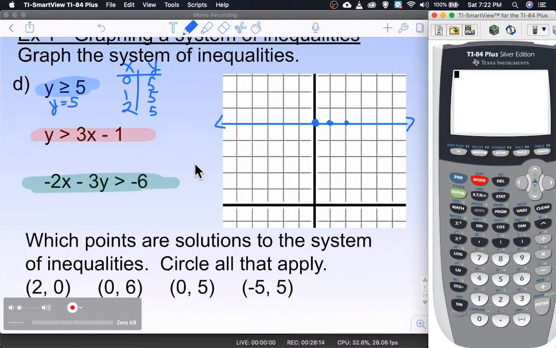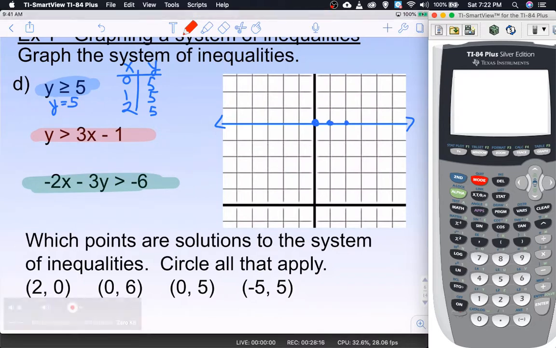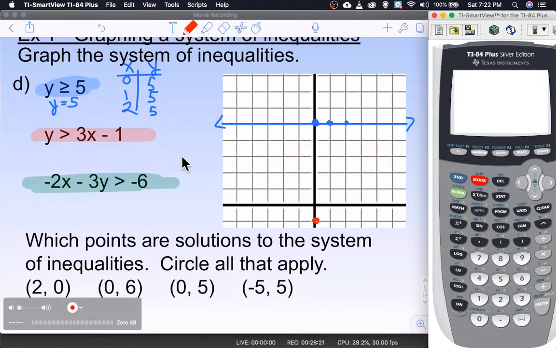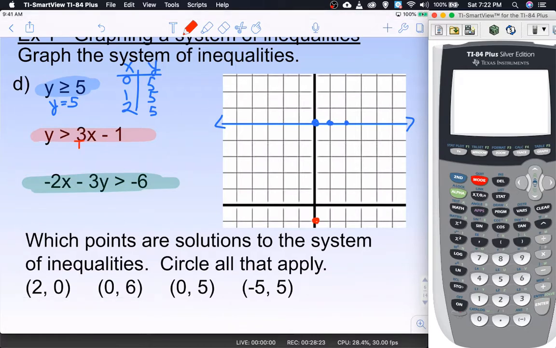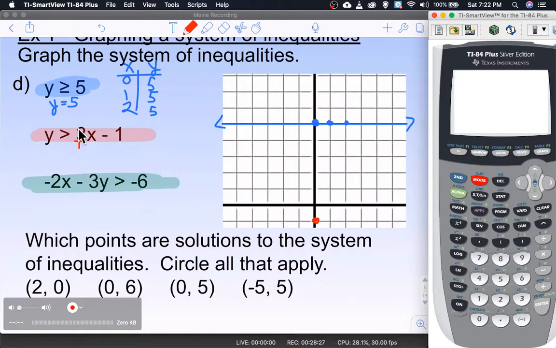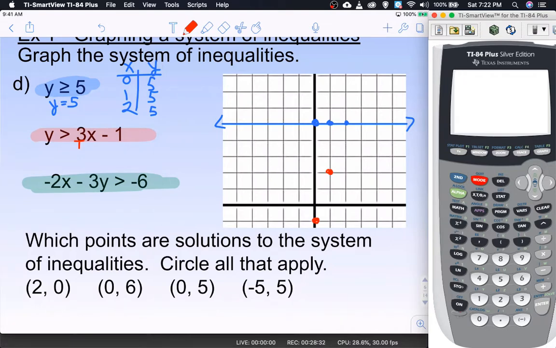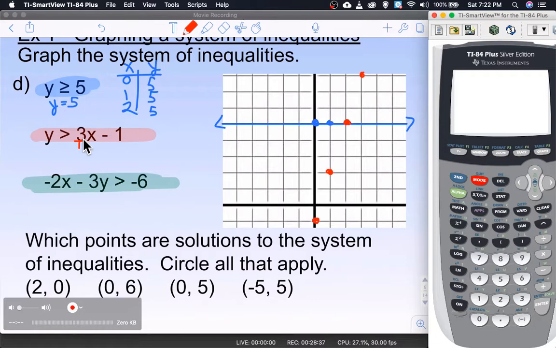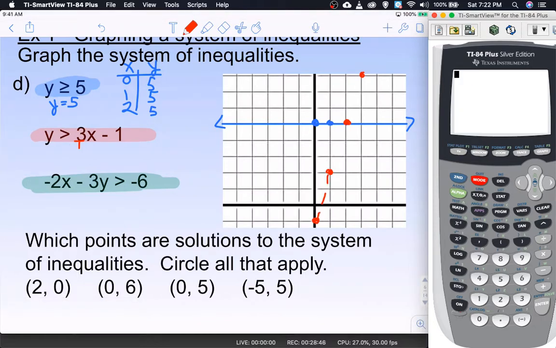My second red line is already solved for y as well. So the y-intercept is negative 1. And my slope is 3 over 1. I'm going to go up 3 over 1. That's rise over run. Up 3 over 1. Up 1, 2, 3 over 1. Up 3 over 1. And this is a hollow dot. This is just greater than. I'm going to do the ugly dotted line.